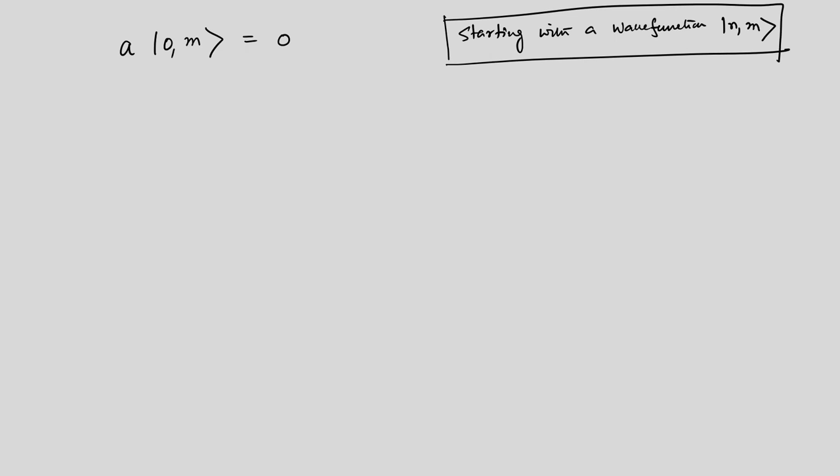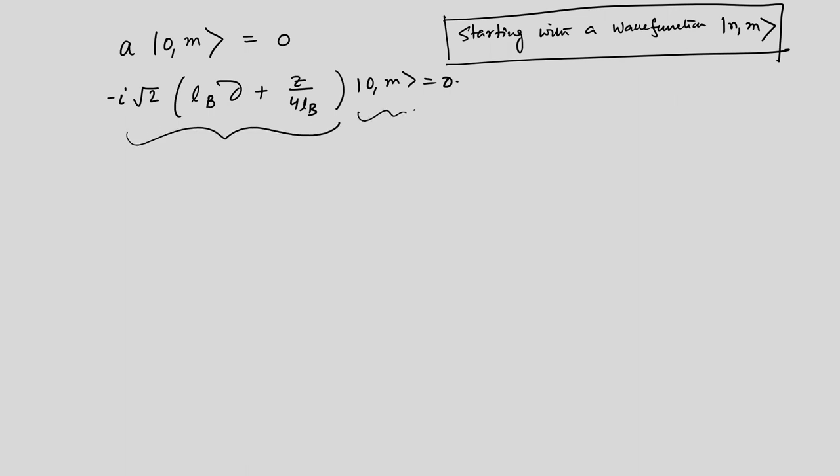So now I will put the form of a, and that tells you that a is equal to l_B ∂ plus z over 4 l_B, acting on |0,m⟩, and that should be equal to 0. Okay. Now this operator acting on the |0,m⟩ ket would give you 0, because the n quantum number is equal to 0, so you can't reduce it any further and so on. So if you open this up and do a little bit of calculation, let's call this |0,m⟩ as ψ_LLL, and it is a function of z and z̄. LLL means lowest Landau level.